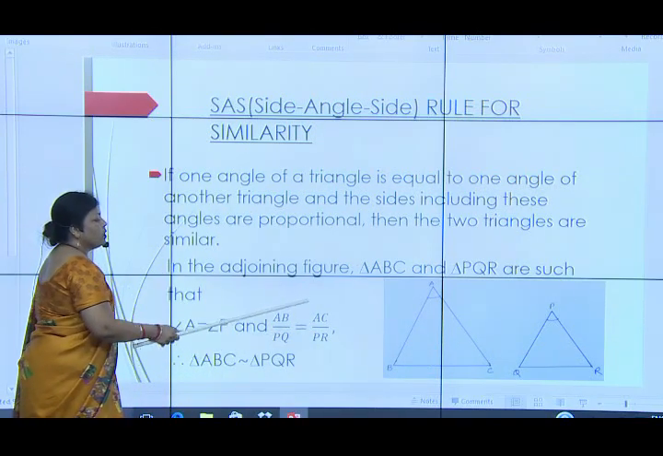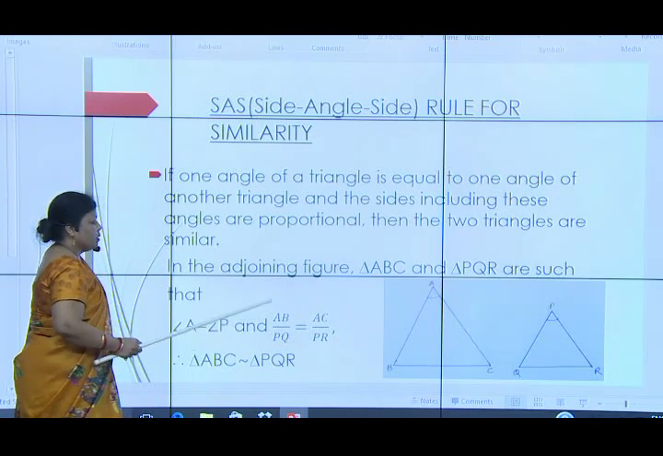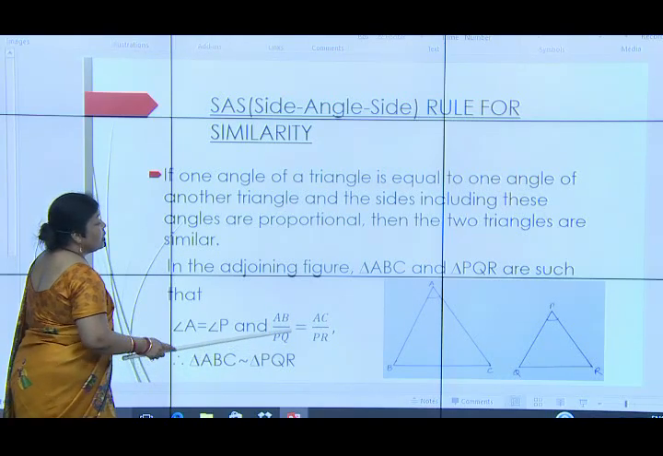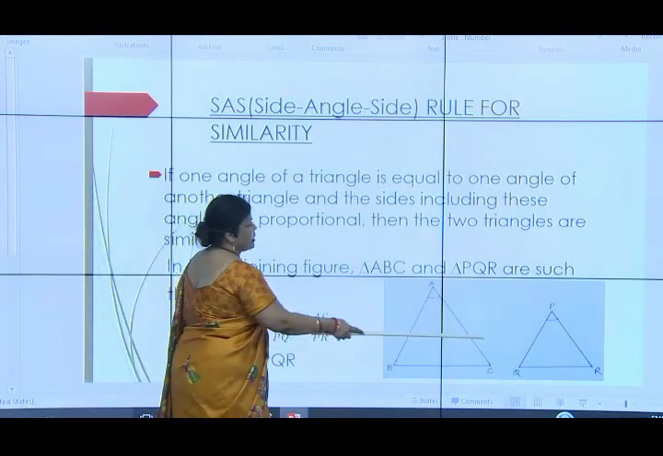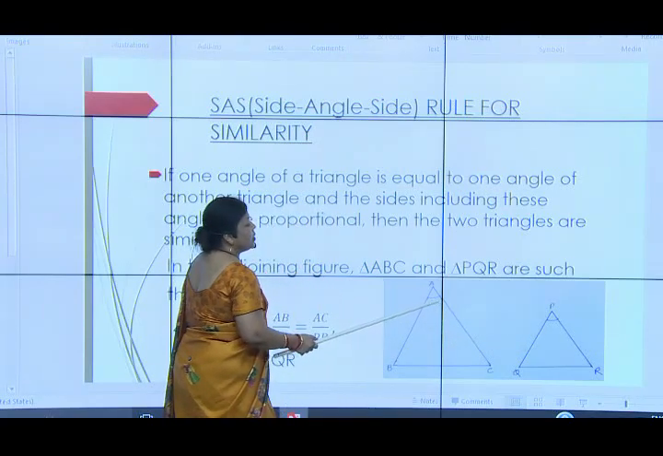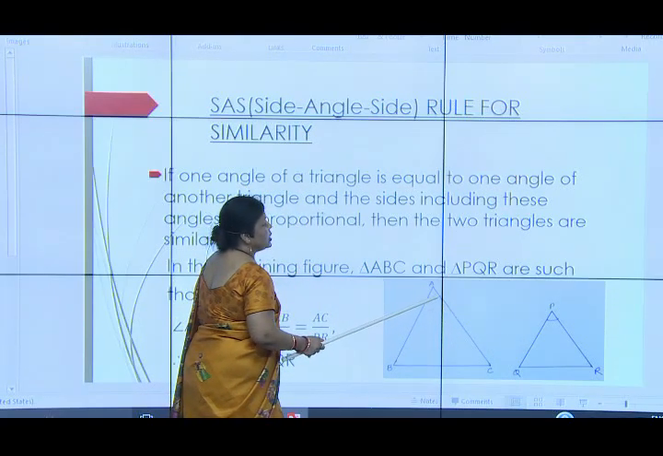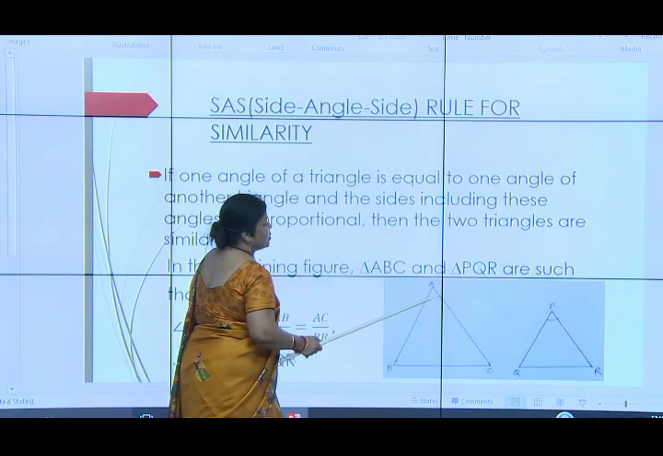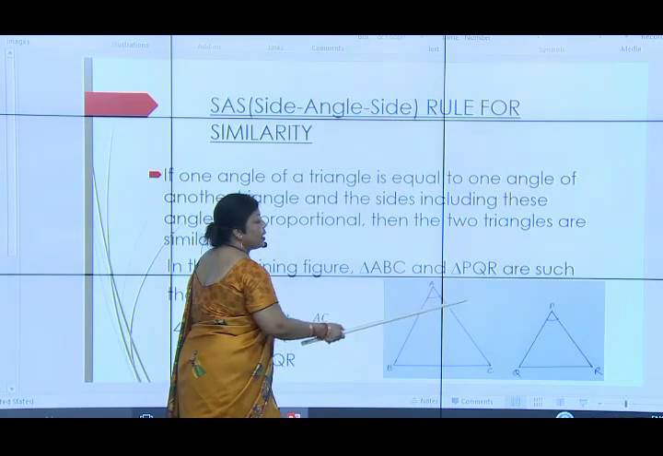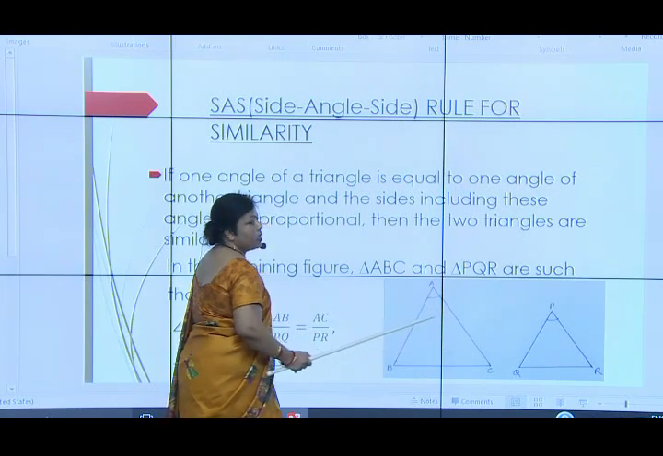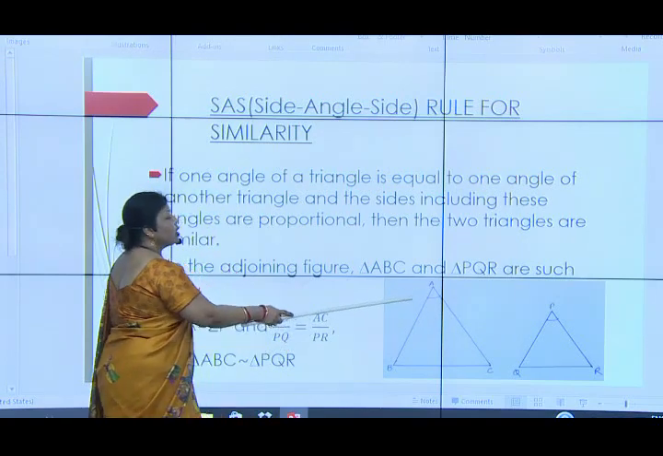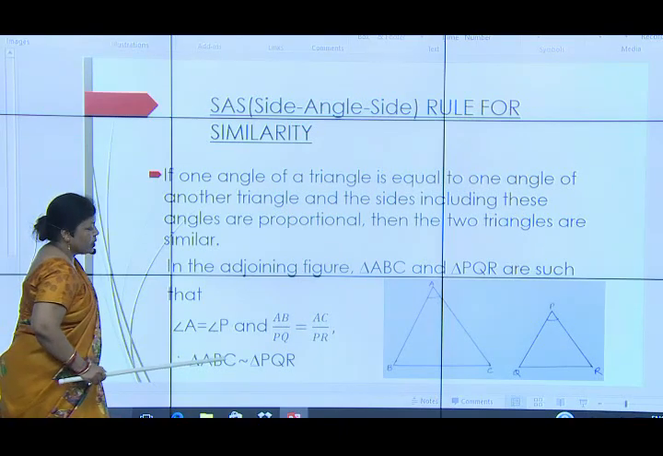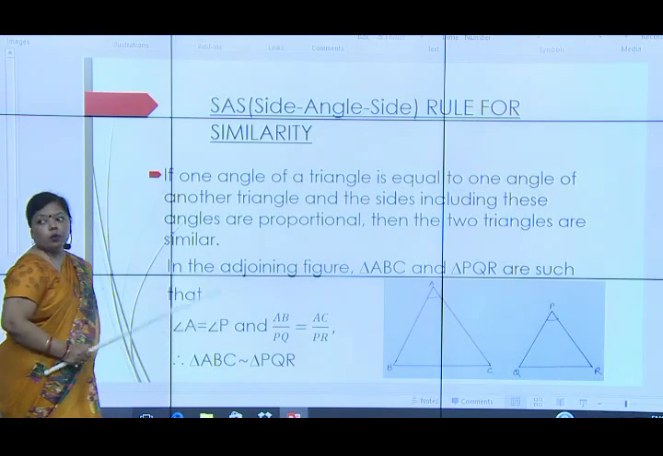If the ratios of these two are equal, then only we can say that triangle ABC is similar to triangle PQR. When we are taking these corresponding sides, children, the angle which is equal should come in between those two sides only. That's why it is written including these sides. The angle should come between them. It is not that these two side ratios are equal and you take any other angle. So it is very important that the included angle should be between the two sides. Therefore triangle ABC is similar to triangle PQR.